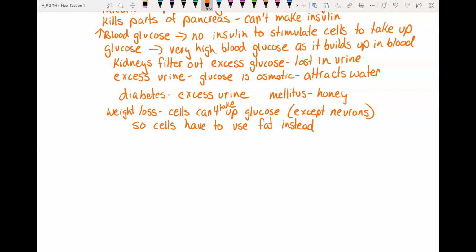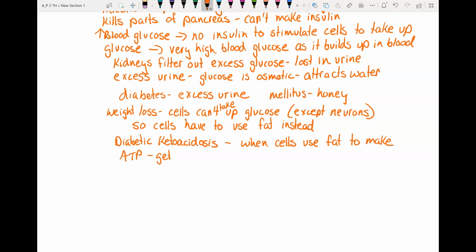This also explains the acidosis. If you're familiar with diabetes, you know that it can cause ketoacidosis. This occurs because the cells are using fat to make ATP. You get ketoacids.